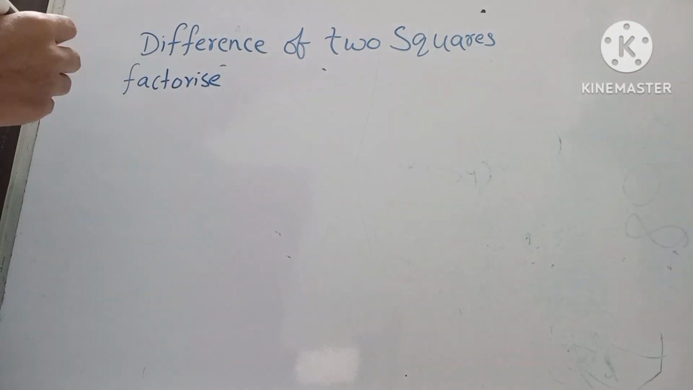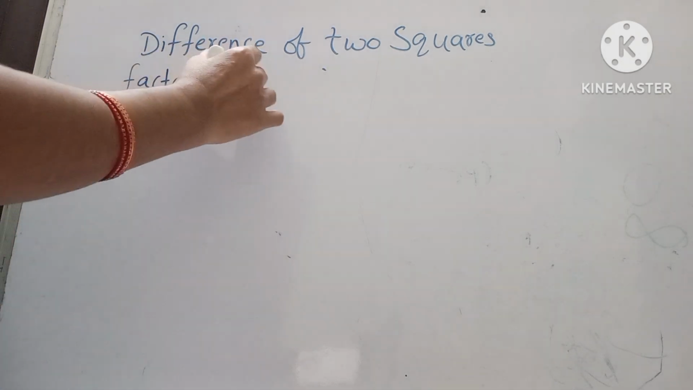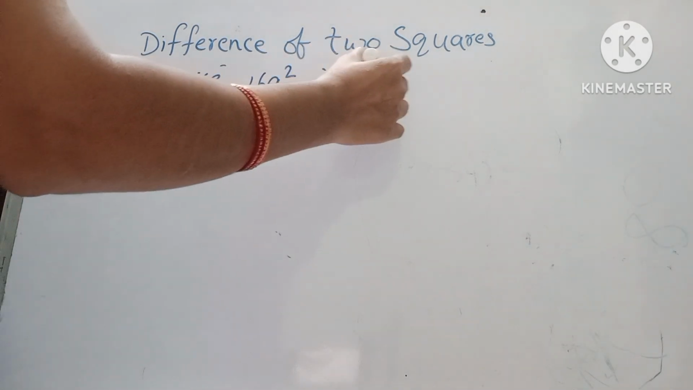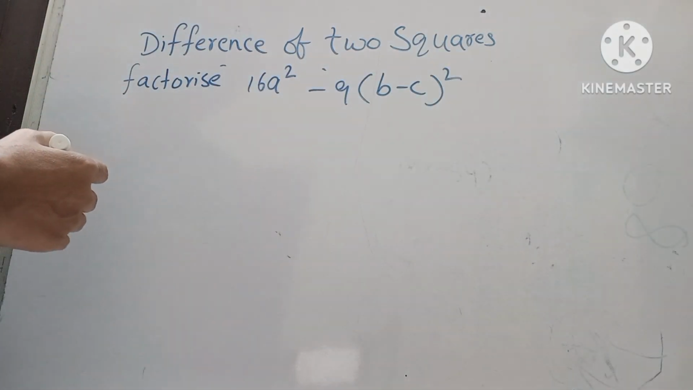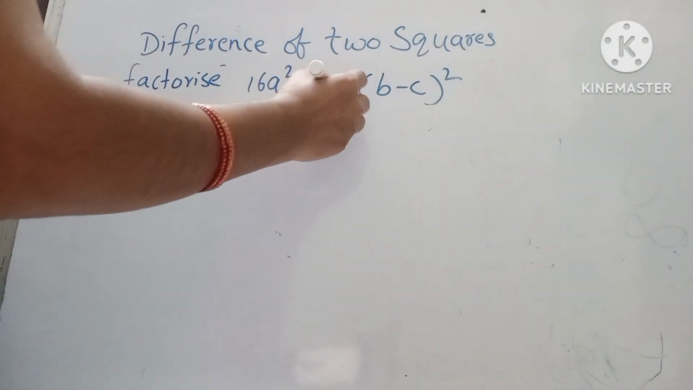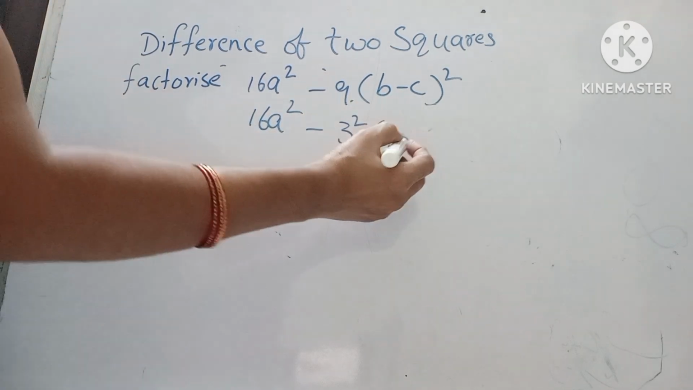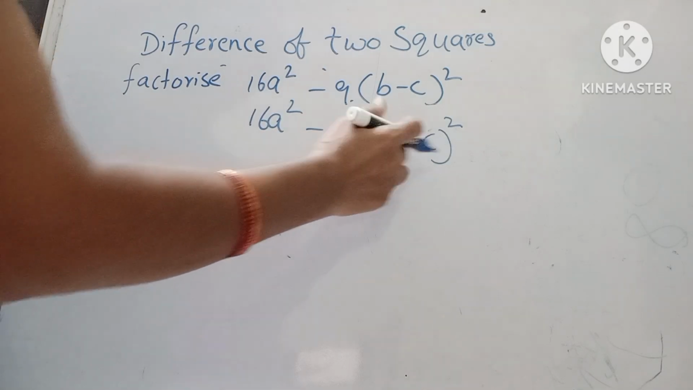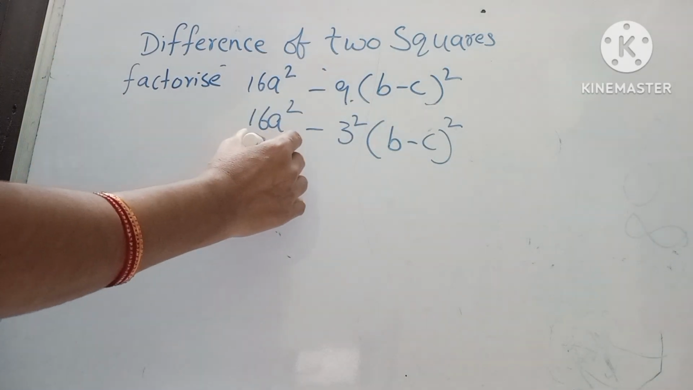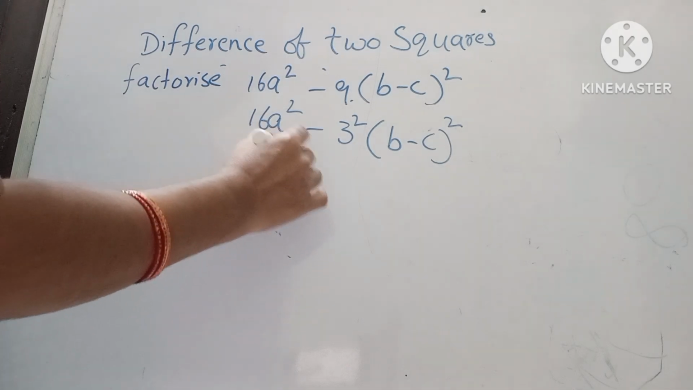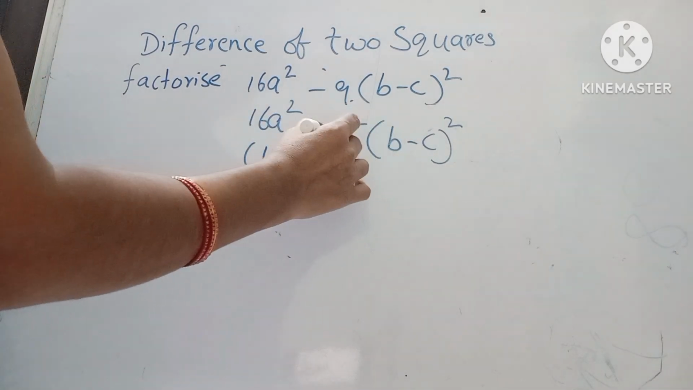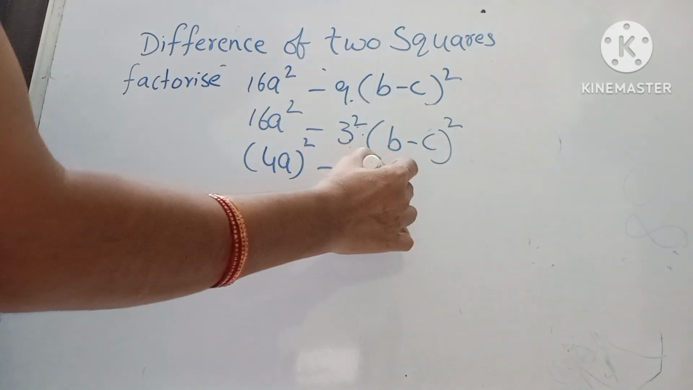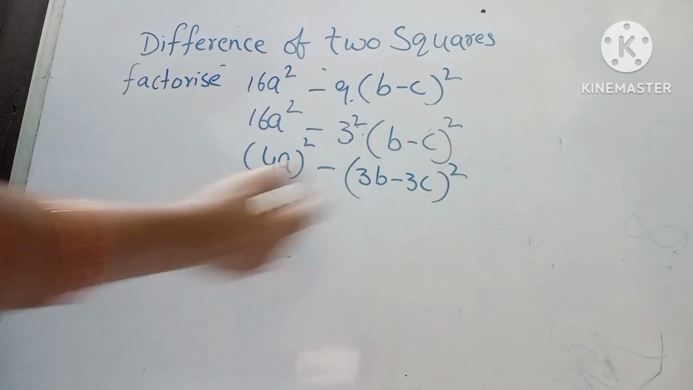Factorize 16a square minus 9 into b minus c whole square. 16a square minus 9 can be written as 3 square into b minus c whole square. So 16a square is 4a whole square minus, and this is also a square number, in the form of a square into b square form. a times b whole square means 3b minus 3c whole square.